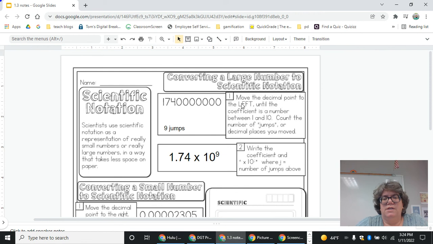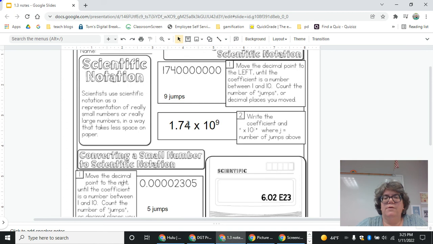Basically, the process is you move the decimal point, which is here at the end, to the left until we get to a number between 1 and 10. So we get just to the right of the first number. So starting here where my decimal point is, I'm moving it 1, 2, 3, 4, 5, 6, 7, 8, 9. So I've moved my decimal point 9 places to get it right there.